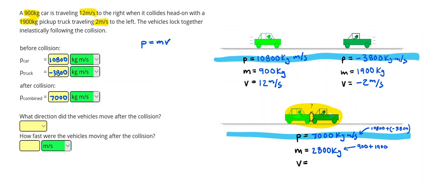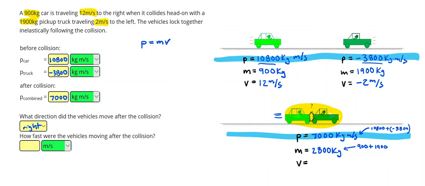Alright, we came up with a positive answer, which means that after the collision, the objects are going to move to the right. This makes total sense because the car had a greater magnitude of momentum. 10,800 is bigger than 3,800. So the car is going to overpower the truck in this case.